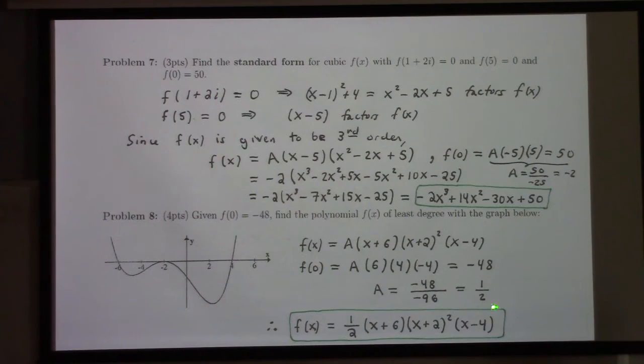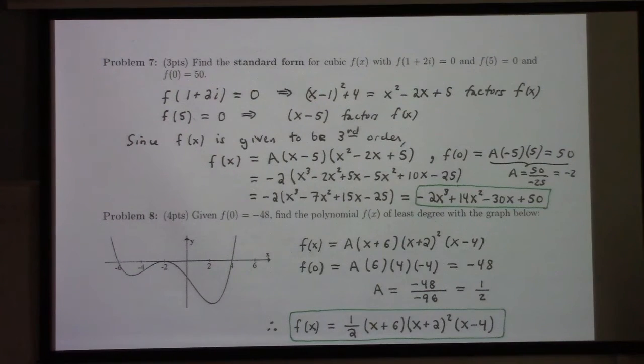I have people multiplying this out. But anyway, I did not ask you to multiply these out. So multiplying it out gives me this, and then I multiply the 2 through, and there you go, there's your standard form. As a check, we should have a plus 50 over here.